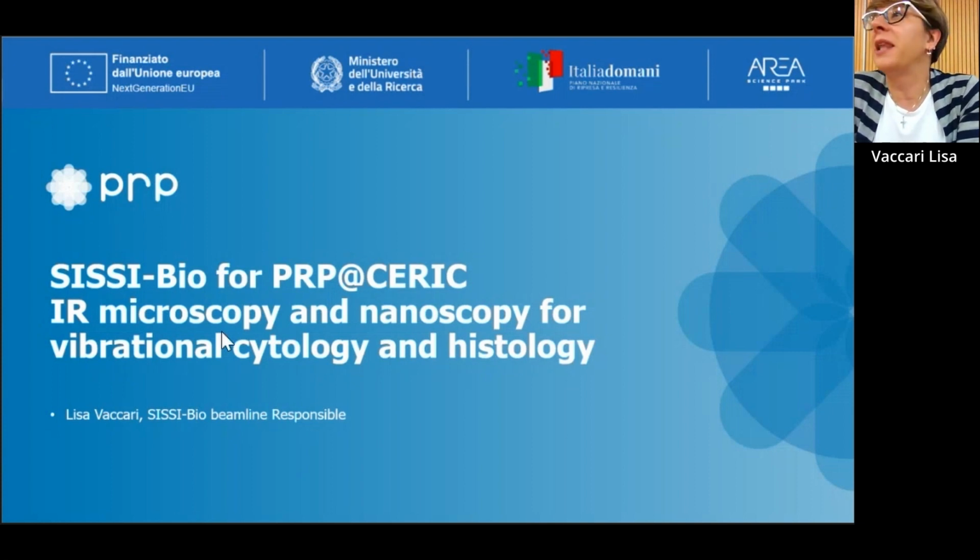So beamline means a lab in the synchrotron, essentially, that exploits synchrotron radiation, and the name is SISSI, Synchrotron Infrared Source for Spectroscopy and Imaging, especially for chemical and life science applications. So today, I want to give you a flavor of the things that can be done at the beamline, and specifically with the topic of vibrational cytology and histology. That is something that fits with the other techniques that have been considered in the PRP CERIC project.